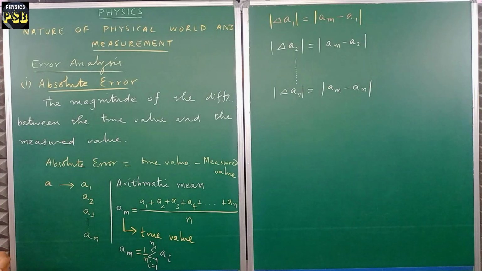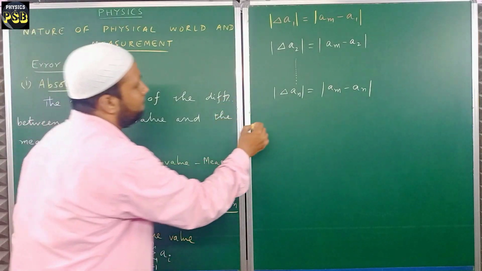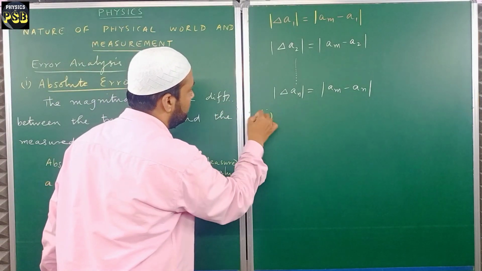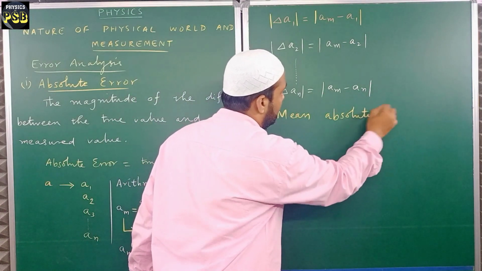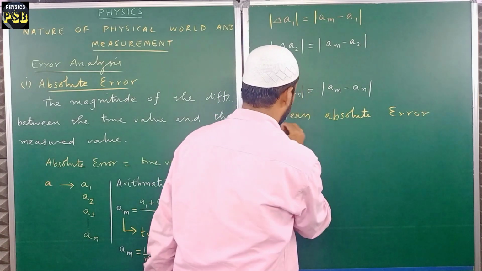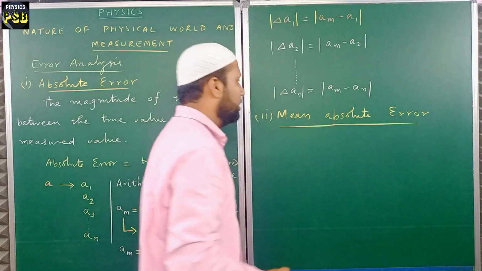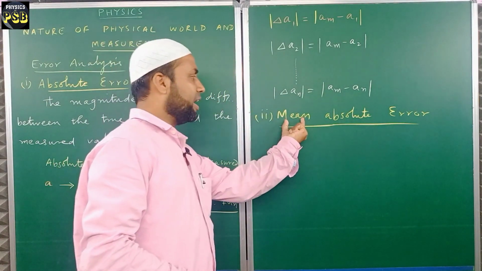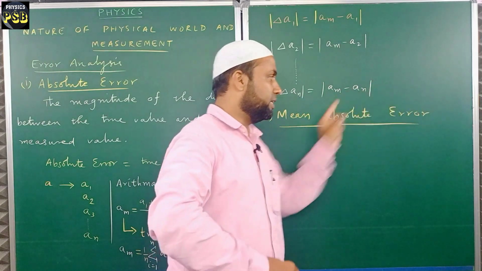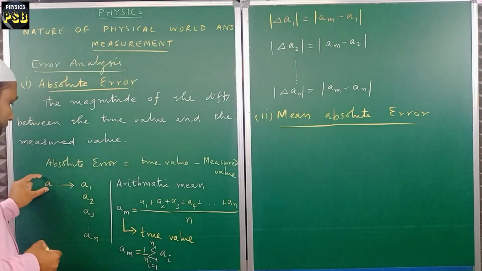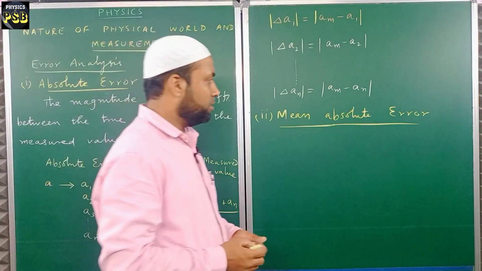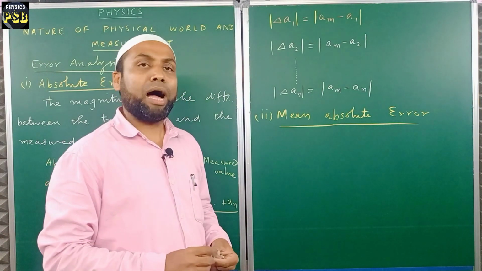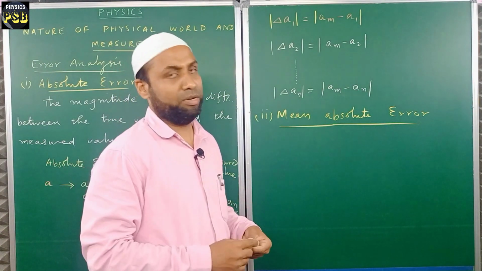another way of analyzing error. That is nothing but mean absolute error. What is that? Mean absolute error. As the title denotes, here we take the arithmetic mean of absolute errors involved in the measurement of a given quantity. So, mean absolute error is nothing but the arithmetic mean of absolute errors in all measurements.